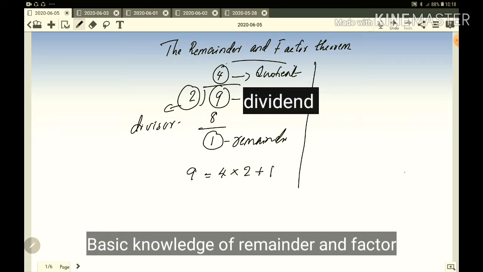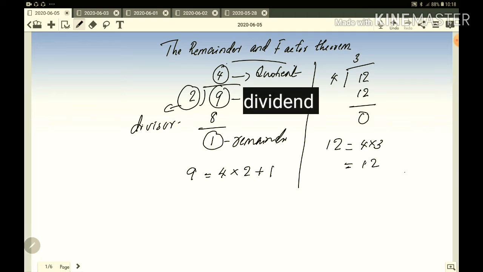I will show you another example. If you divide 12 by 4, we can divide 12 completely. That is, 3 times 4 is 12. When you divide, you will get 0. 0 means there is no remainder. Clear? So the dividend 12 we can write as 4 times 3. So at least you get an idea what you mean by a remainder and a factor.